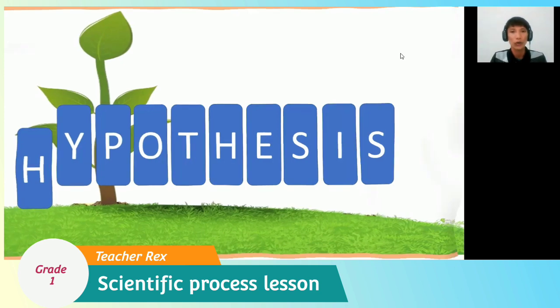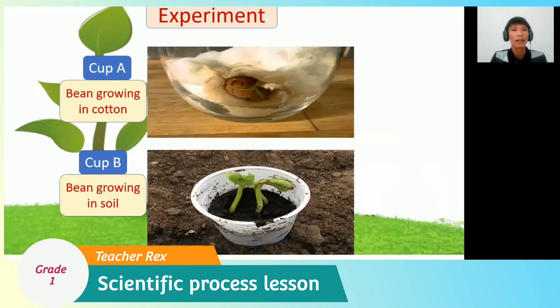In the next picture, look, that is our experiment. In cup A, what is it? Bean growing in cotton. Okay? So, let's begin our experiment, and let us say the hypothesis.